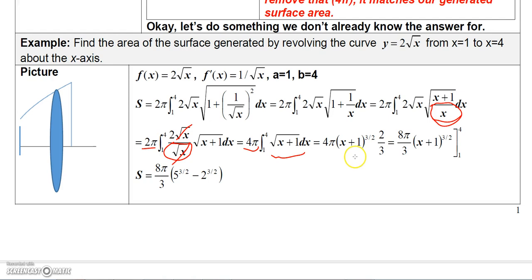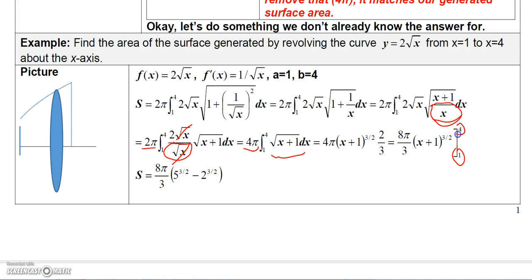When you integrate that, you get x plus 1 to the 3/2 times 2/3, and then you have that multiplied by 4 pi. When you multiply 4 pi times 2/3, you get 8/3 pi, and then I have the x plus 1 to the 3/2. So now I'm just going to evaluate this from 1 to 4.